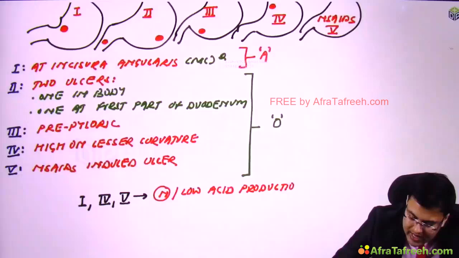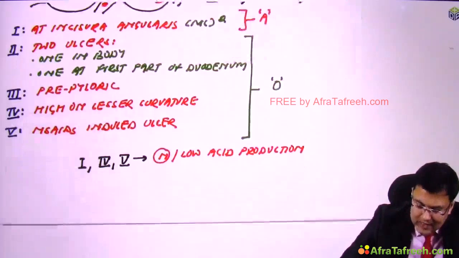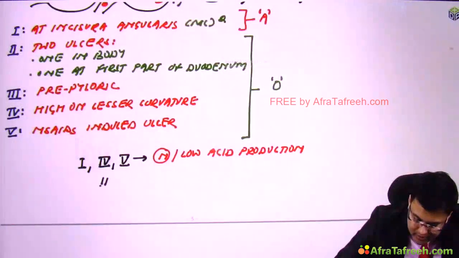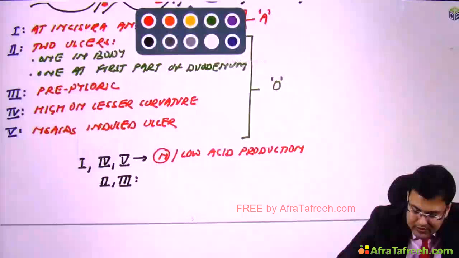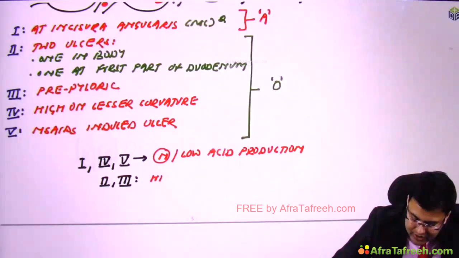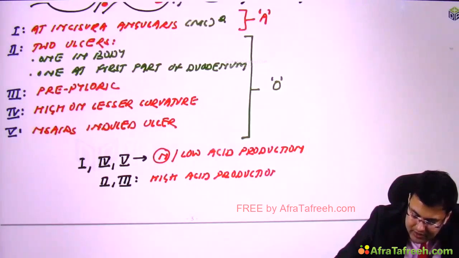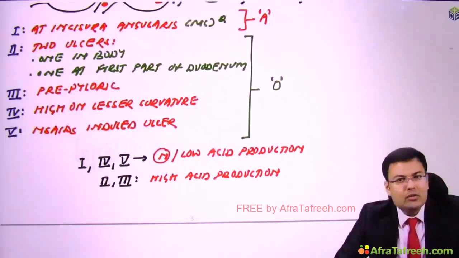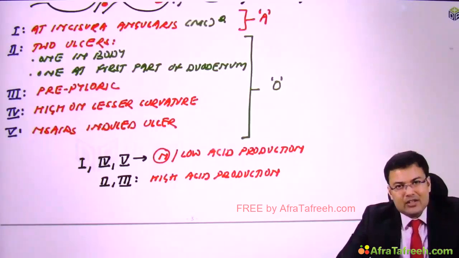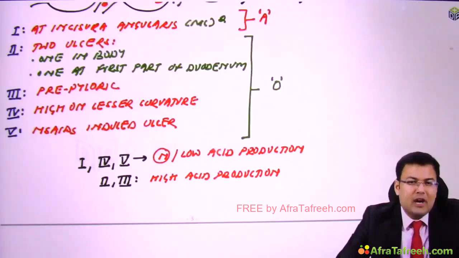Or low acid production, whereas type 2 and type 3 are associated with high acid production. High acid production. Simple question. Now, I told you that to decrease acid production or output, what do we have to perform?